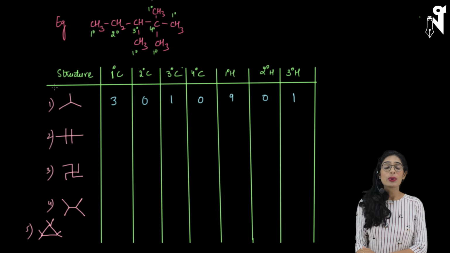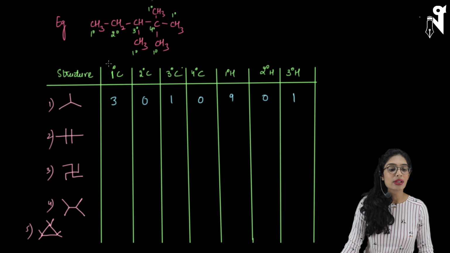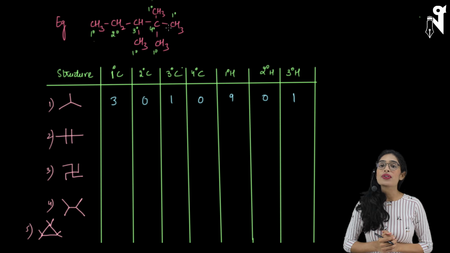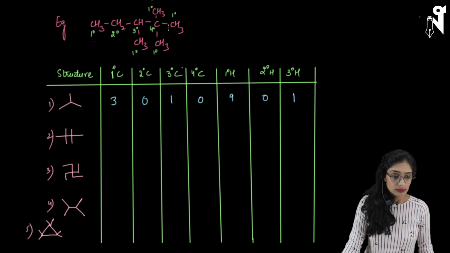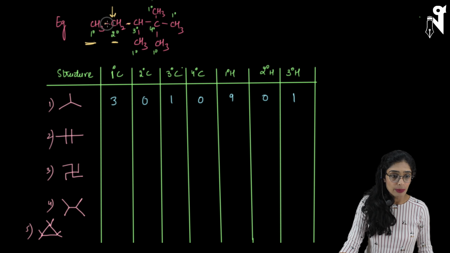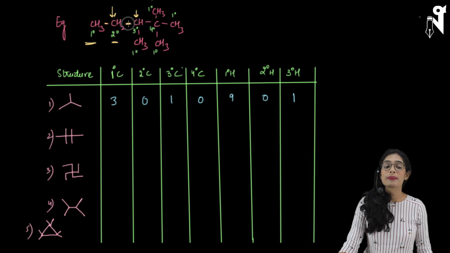Now here I have taken one example. Let's quickly talk about it. The example is CH3, CH2, CH, CH3, C, CH3, CH3, CH3. This is a little branched compound, and what we are trying to figure out is the degree of each and every carbon. The degree of the first carbon is primary. The degree of the second carbon is secondary, because it is connected to two carbons. The degree of the third carbon is 3 degree or tertiary, because it is connected to one carbon here, one here, and one here.